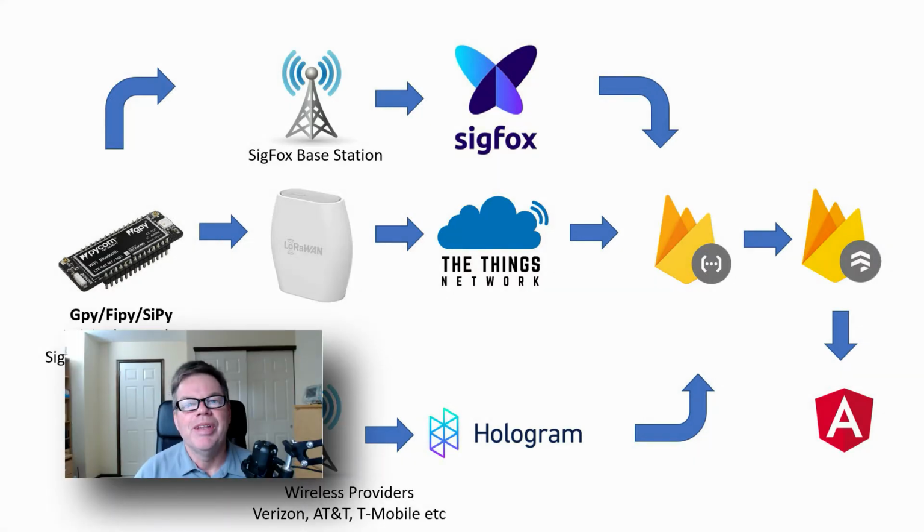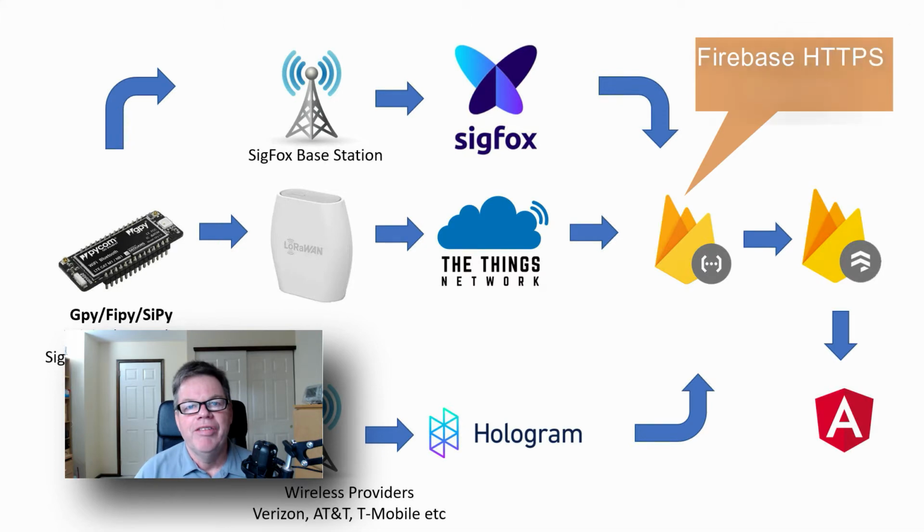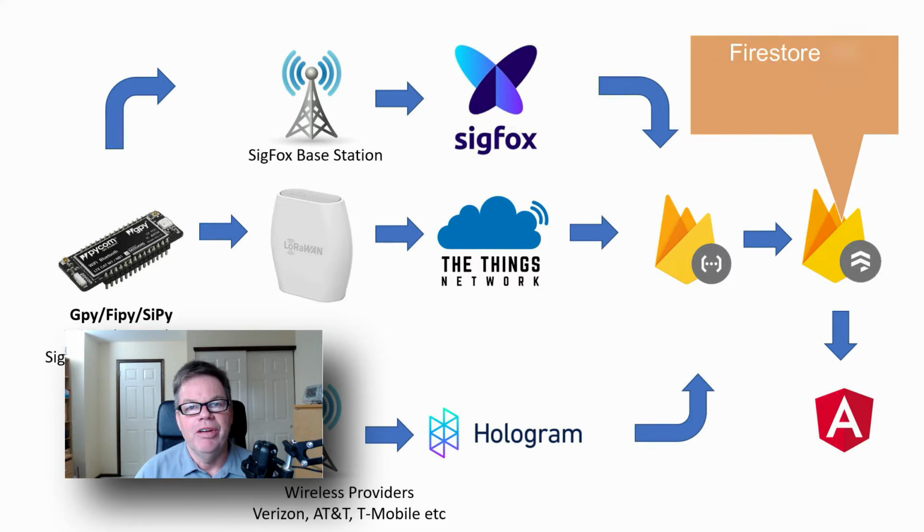Hey, in this video I'm going to be looking at the Firebase function I use to receive data from the various IoT backends, whether it's The Things Network for LoRaWAN, Sigfox backend, or Hologram for NB-IoT data. It all comes into the same Firebase function that's an HTTPS endpoint, gets processed and loaded into my Firestore database. And also have a quick look at the components I created to support that.